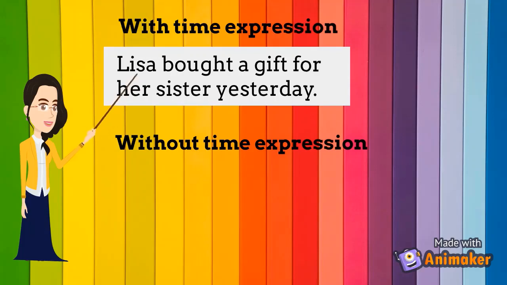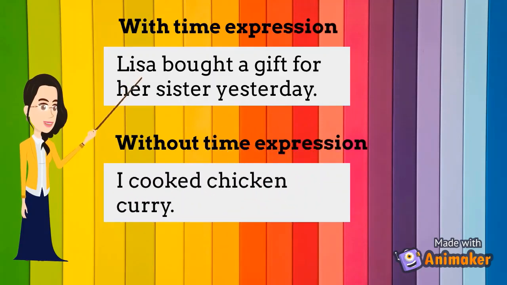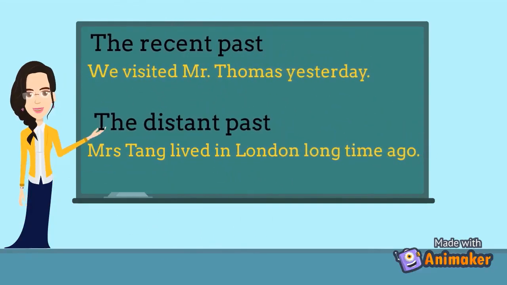Let's look at the sentence again. Lisa bought a gift for her sister yesterday. Can you tell me what is the past tense here? Yes, the word bought. Simple past tense can be used without time expression. You can simply say, I cooked chicken curry. And as soon as I use this word cooked, we'll know that we are talking about the past, something that happened in the past. Next, we can use the simple past tense to talk about the recent past or the distant past.